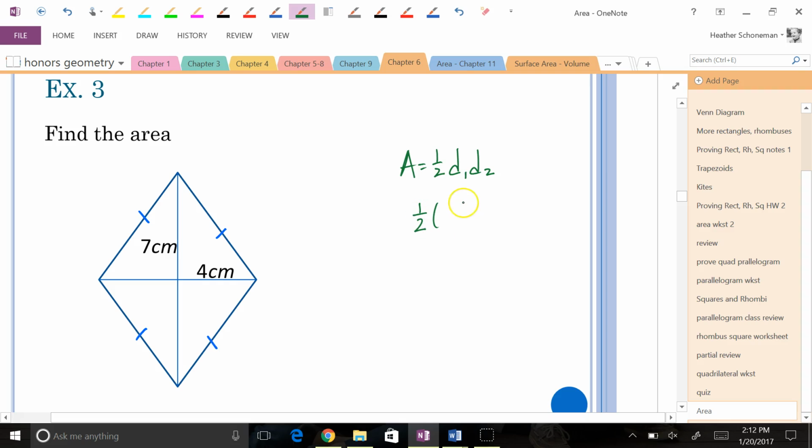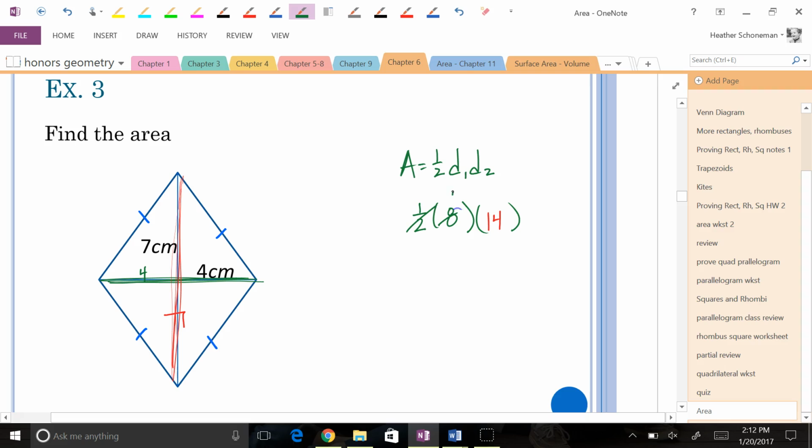So as I'm plugging this in, diagonal 1, let's say it's the one that's going left and right, so you're thinking of the same number as this one. Okay, so if that is 4, this is 4, so the whole diagonal is 8. Diagonal 2 will be the vertical one. So if the top is 7, the bottom is 7, so the whole thing is 14.